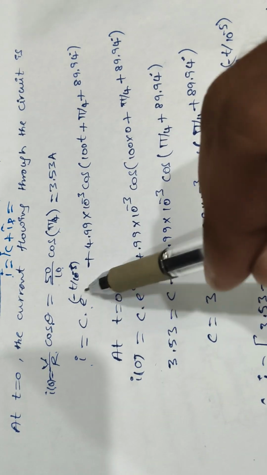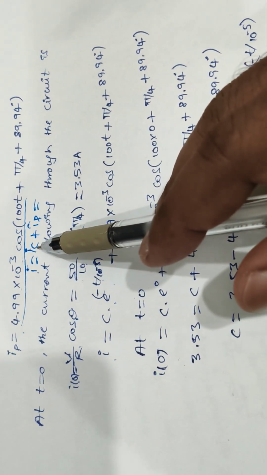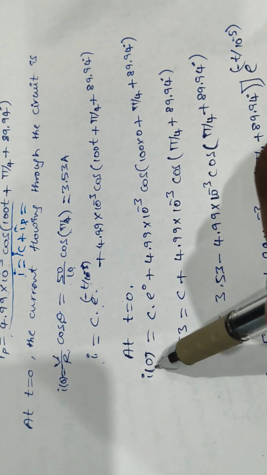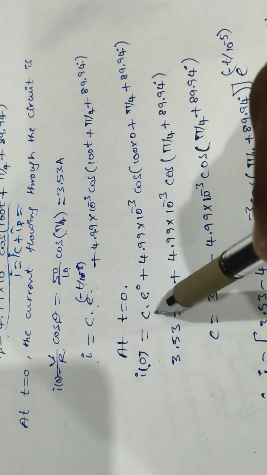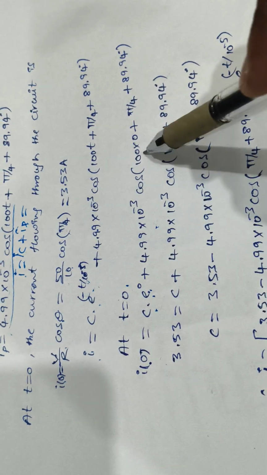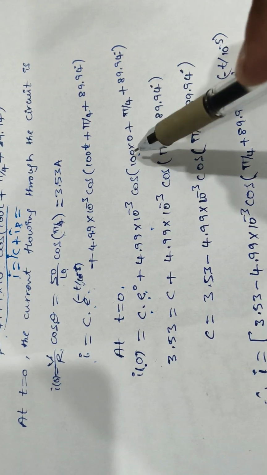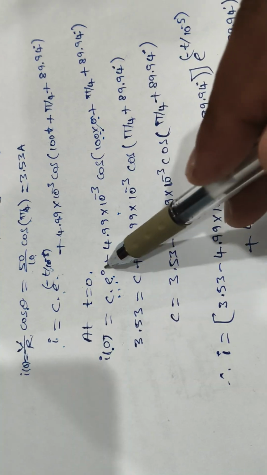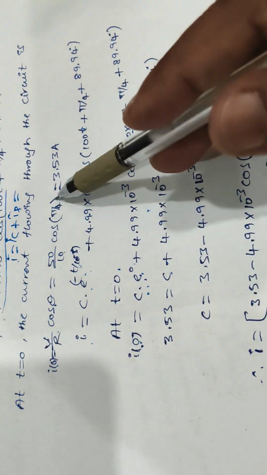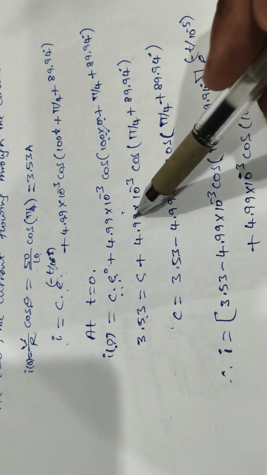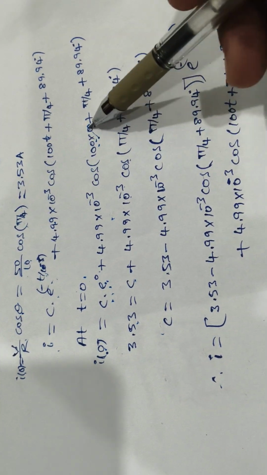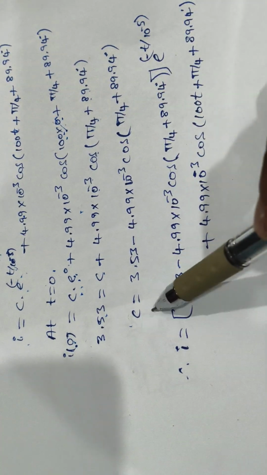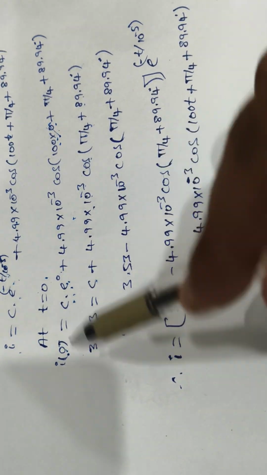So total I is equal to C into e power minus t, what we have done earlier, IC and IP. By adding those two, I'll get the I. By substituting t equal to 0, the left side will become I of 0, and the right side C into e power minus 0. Wherever you have t, here you have omega t, 100 into t, there also I will substitute t equal to 0, so that your equation becomes C into e power 0, which is equal to 1. On the left side, I of 0 is equal to, already we have calculated, 3.53, and 4.99 into 10 power minus 3 cos, this term will become 0, pi by 4 plus 89.94. So out of this, by taking this to the other side, you'll get the C value.